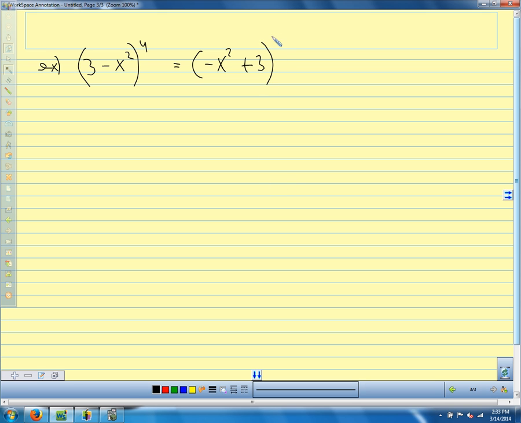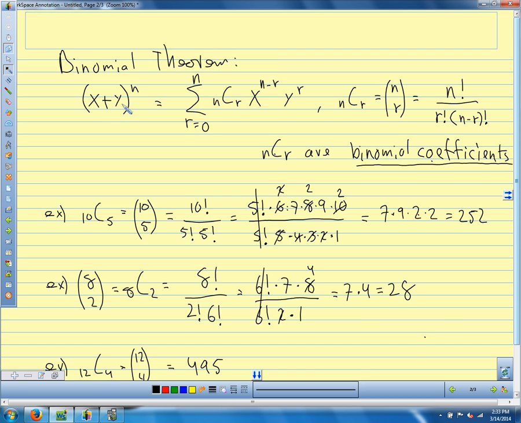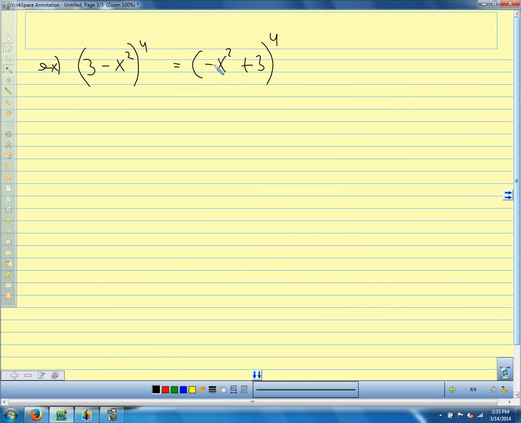Now when you're doing these, and this is to the 4th power, remember that the binomial theorem, going back, is x plus y. So the signs have to stay with whatever number is inside our parentheses here. The minus x squared, that negative sign has to stay with that x squared. The binomial theorem tells me that this is the sum, r equals 0 to 4, of 4 choose r, (minus x squared) to the 4 minus r, times 3 to the r. And I'm letting r go from 0 to 4.